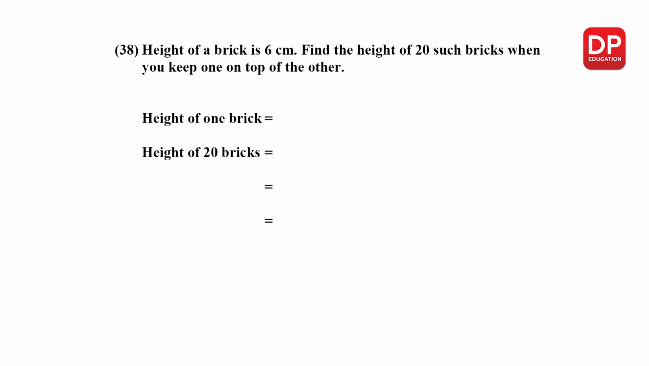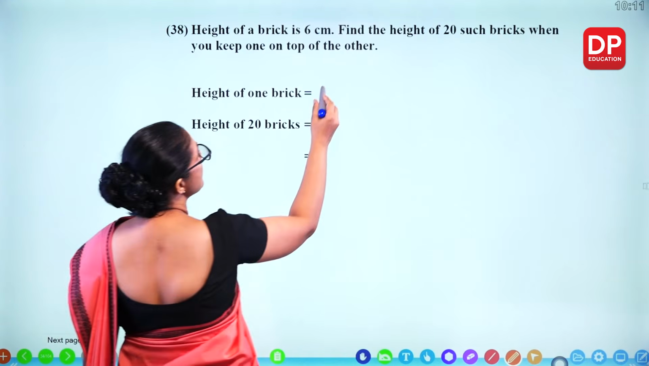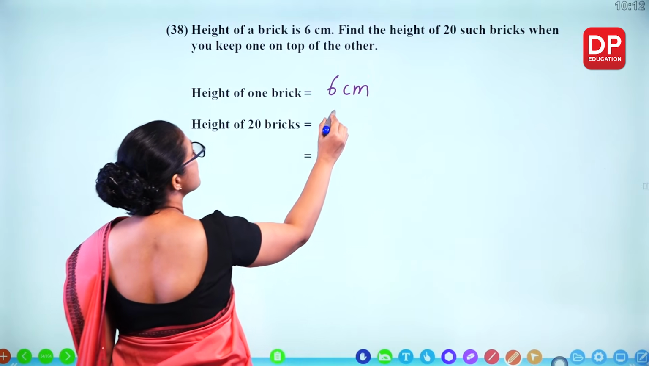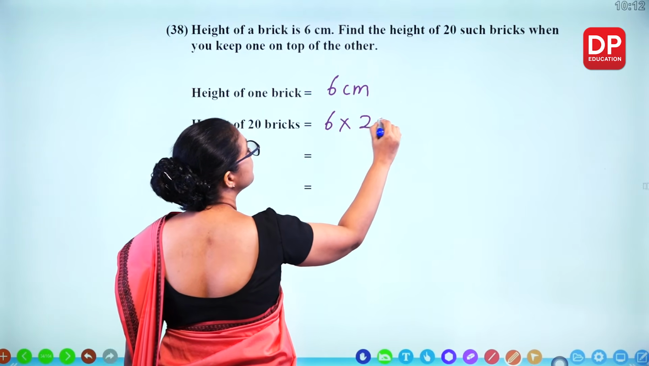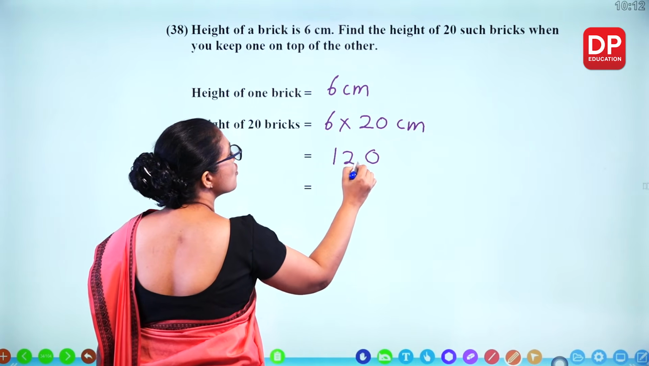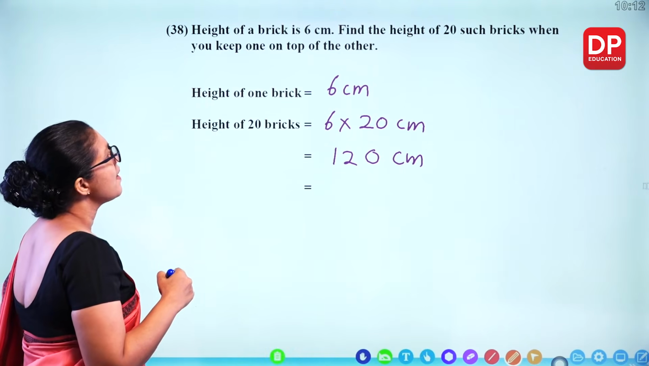Height of a brick is 6 centimeters. Find the height of 20 such bricks when you keep one on top of the other. Height of one brick is 6 centimeters. There are 20 such bricks. So 6 into 20. 6 times 0, 0. 6 times 2, 12. So 120 centimeters are there.